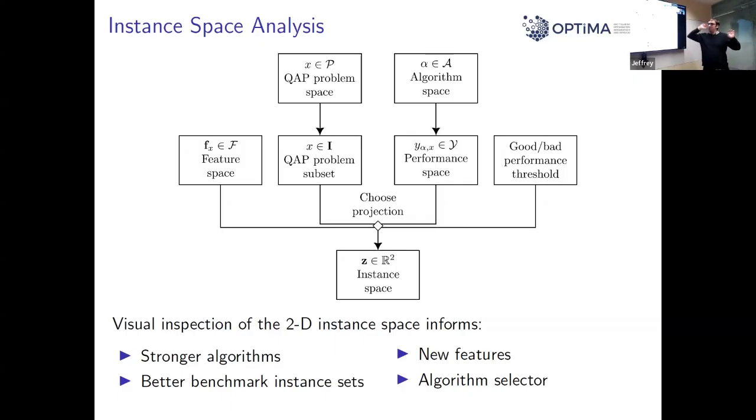So we have this subset here, and then to generalize from that, we measure features of our quadratic assignment problem instances. And hopefully, if we have instances with similar features, we can draw the conclusion that algorithms will perform similarly on instances with similar features, if we've chosen our features well.